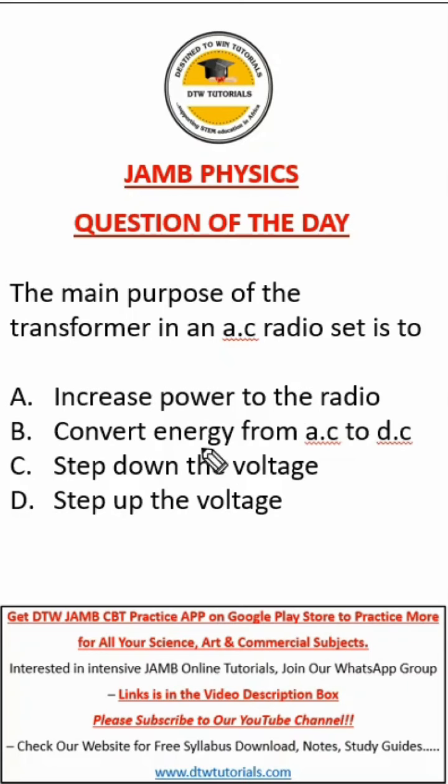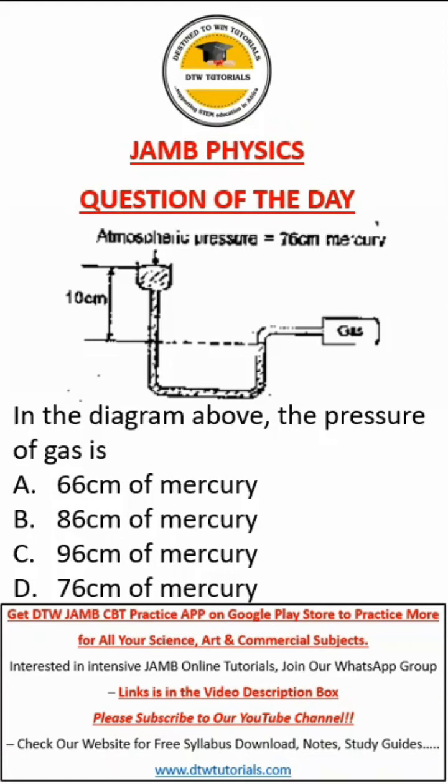B says convert energy from AC to DC. No, it doesn't do that. C says step down voltage. Correct. What it does is step down the 240 volts, that's Nigerian voltage, to 12 volts, that the electronic part of the circuitry of the radio can utilize. Okay, so that's what it does. It steps down voltage.